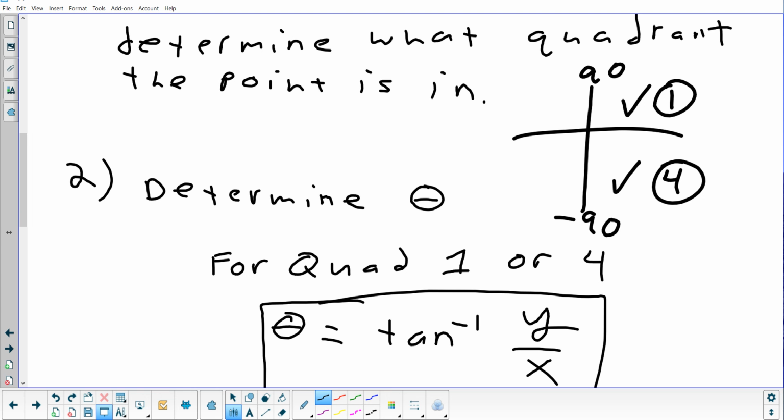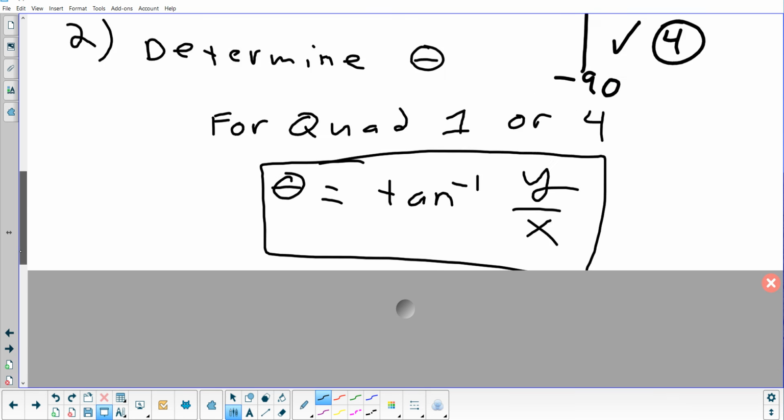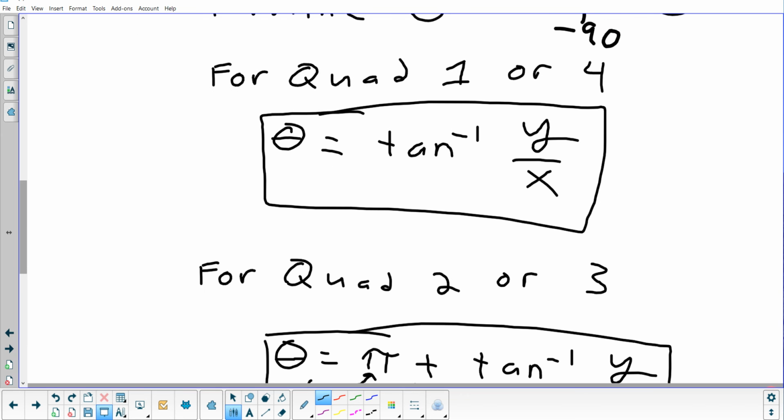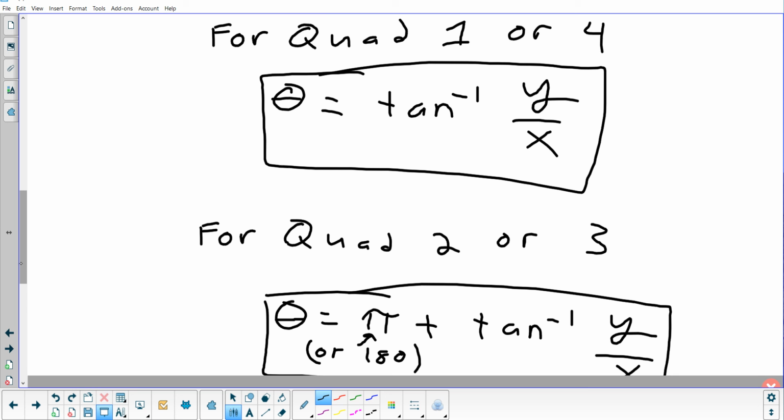So what you have to do is, if your coordinate is in quadrant 2 or 3, basically if your x value is negative, doesn't matter if you go up or down, you're going to be in quadrant 2 or 3. If that happens, you take your formula and you add 180 to it.